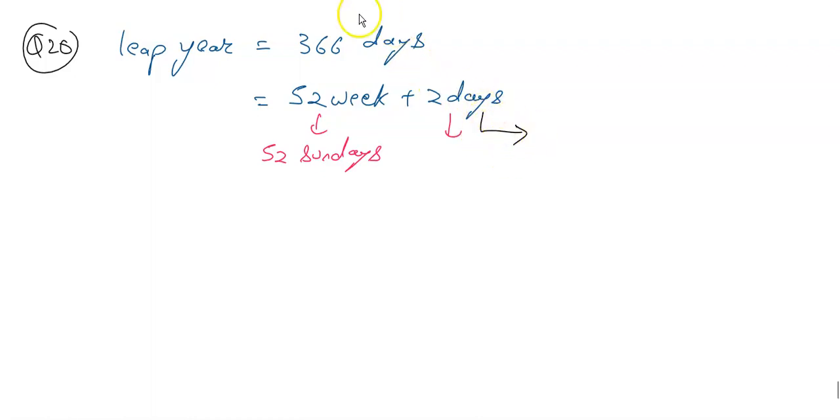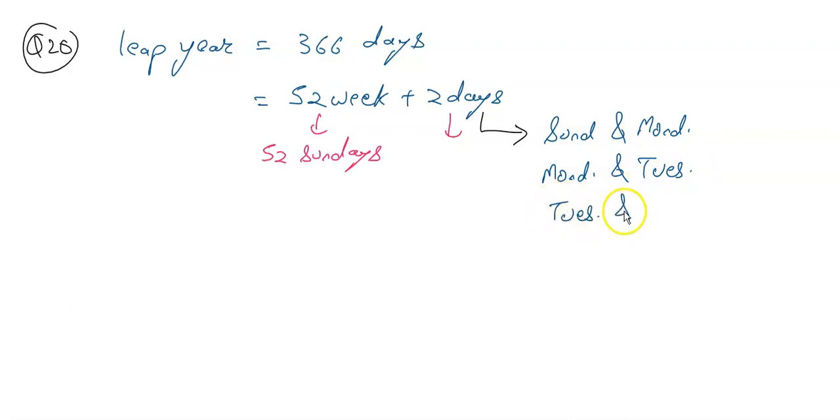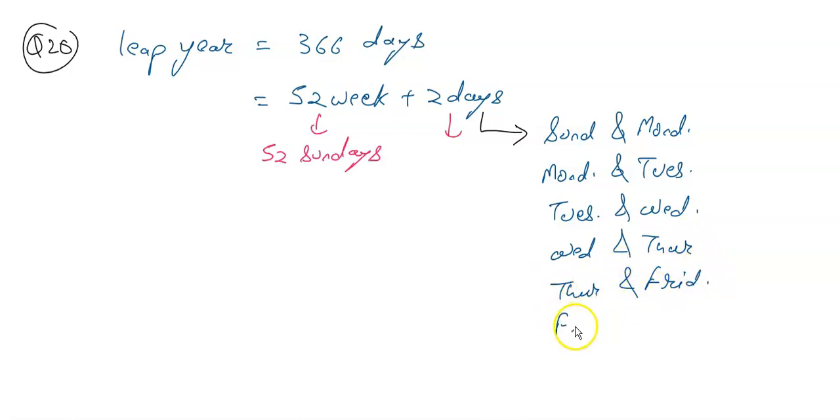These 2 days can be Sunday and Monday. ठीक है, फिर हो सकता है Monday and Tuesday. Then it can be Tuesday and Wednesday. फिर हो सकता है Wednesday and Thursday. Any of these things can happen. Thursday and Friday, right? And Friday and Saturday हो सकता है. और क्या बचा? And finally last option, Saturday and Sunday.